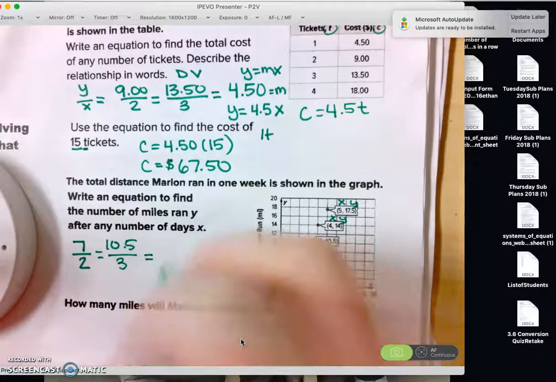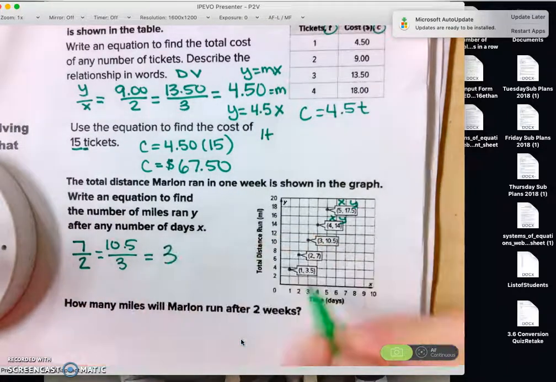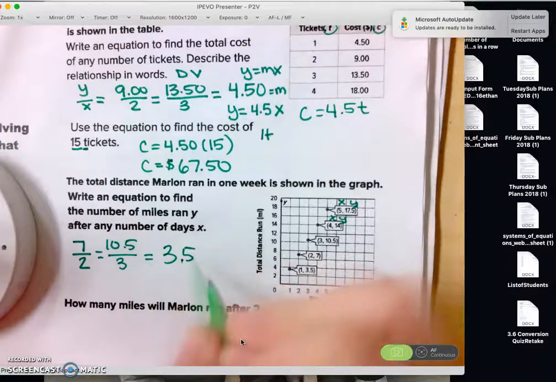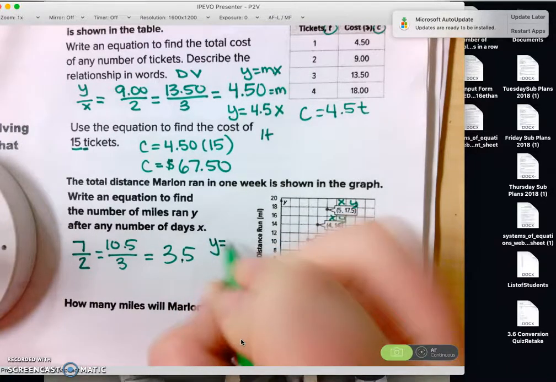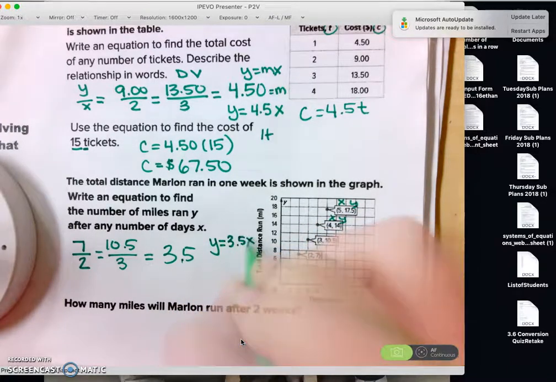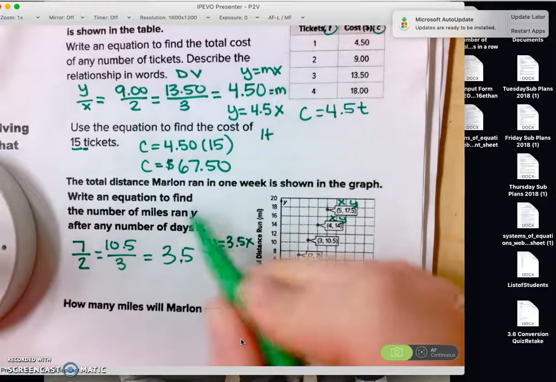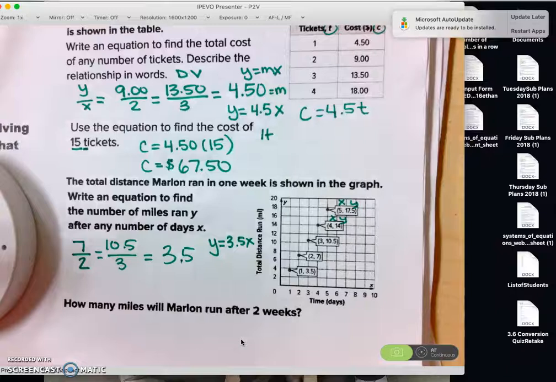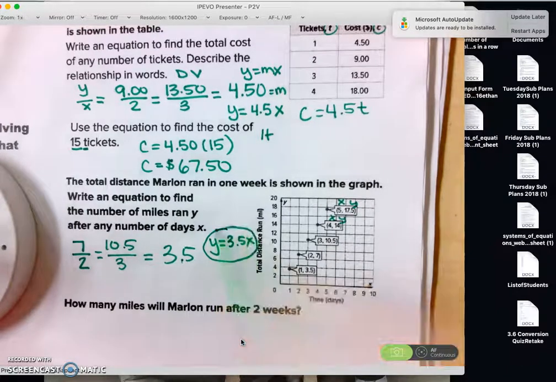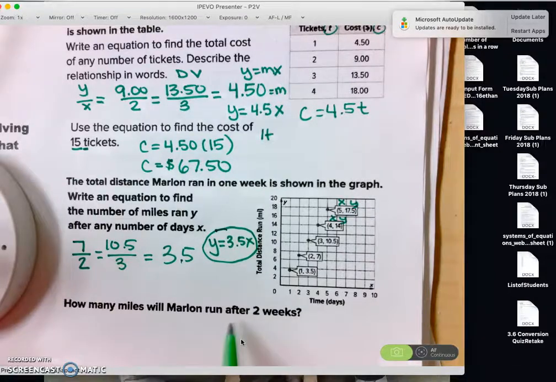So 7 divided by 2, is that the same as 10.5 divided by 3? And it is. They're all 3.5. So I'm going to write Y equals 3.5x. I'm going to leave them as X and Y because those are the variables they give me. But here's my equation.